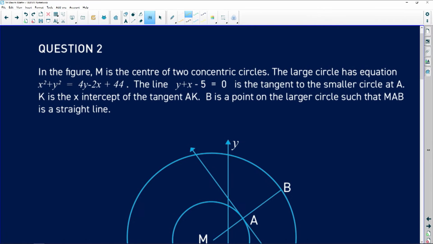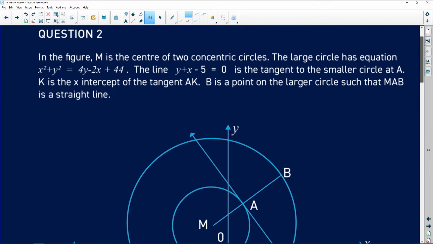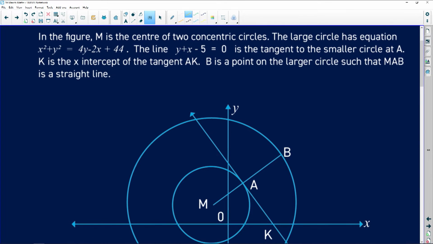So let's go and check what this question is all about. This question says to us here, in the figure, M is the center of two concentric circles. The word concentric is a very fancy word for circles that share the same center. So when you say two circles are concentric, you're simply saying they're sharing the same center.